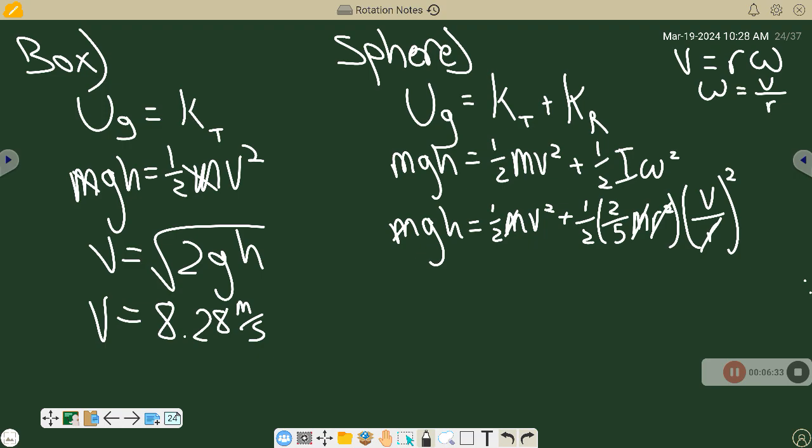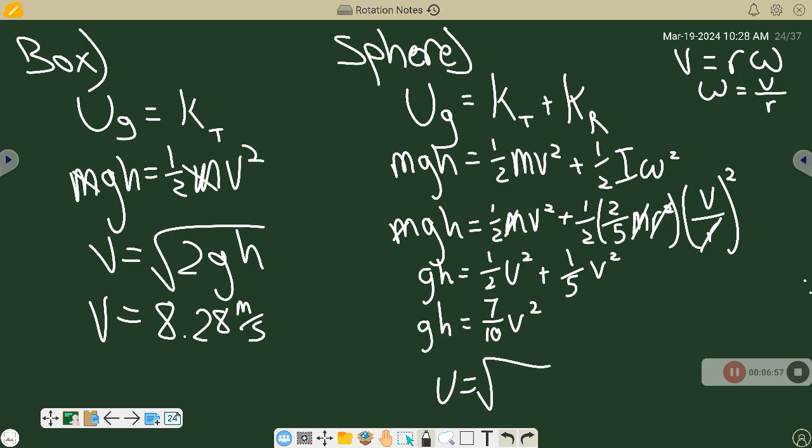GH equals 1/2 v squared plus 1/2 times 2/5 is 1/5. Also v squared. Interesting. So we add those two together. It comes out to 7/10 v squared equals GH. Solve for v, it comes out to be square root of 10/7 times GH. Plug that into your calculator, you get 7 meters per second.